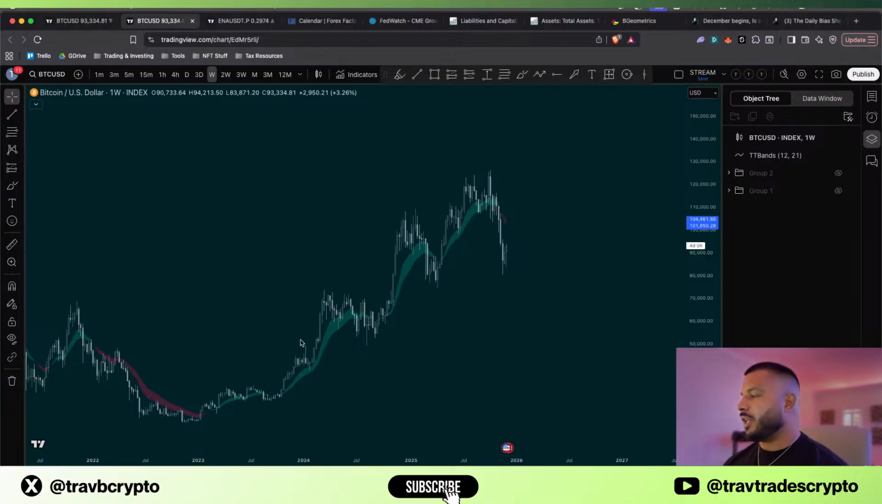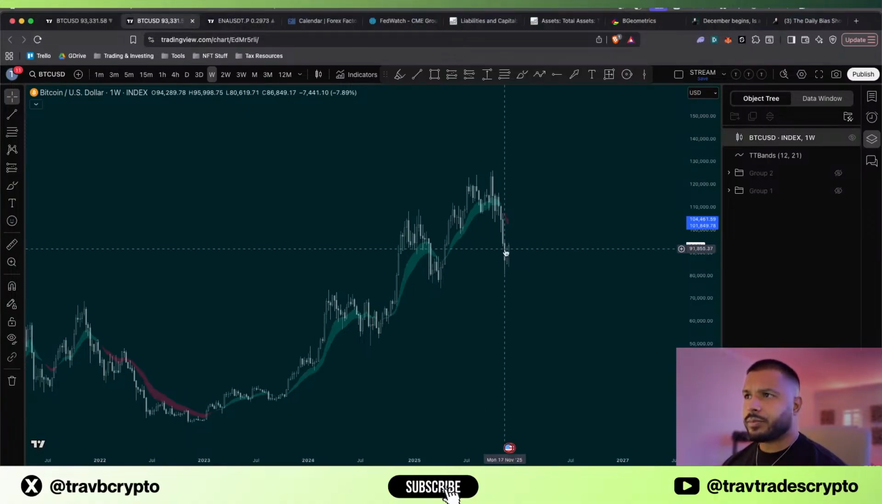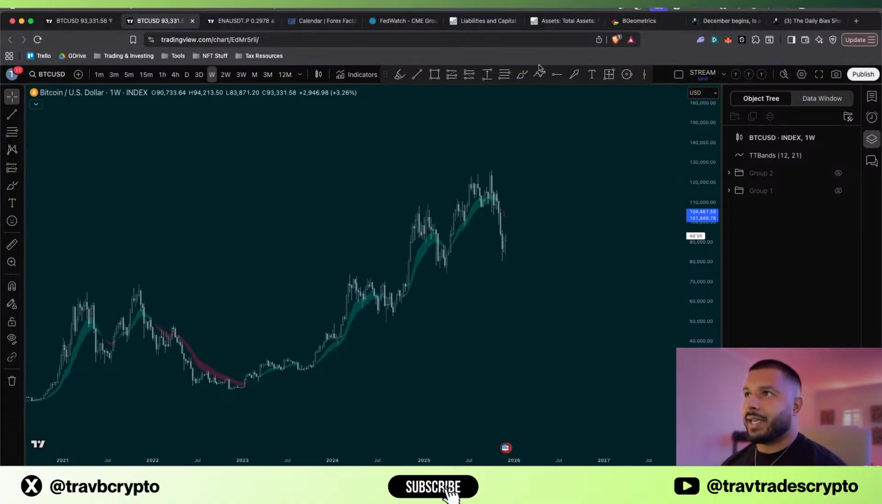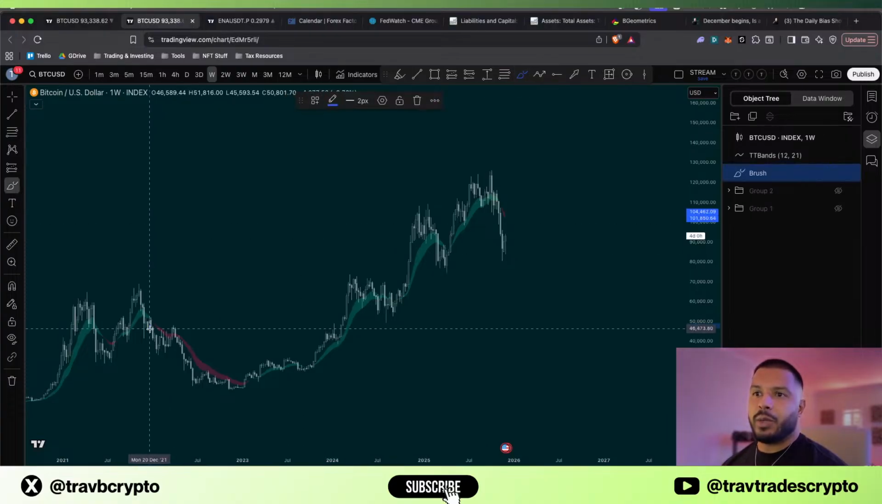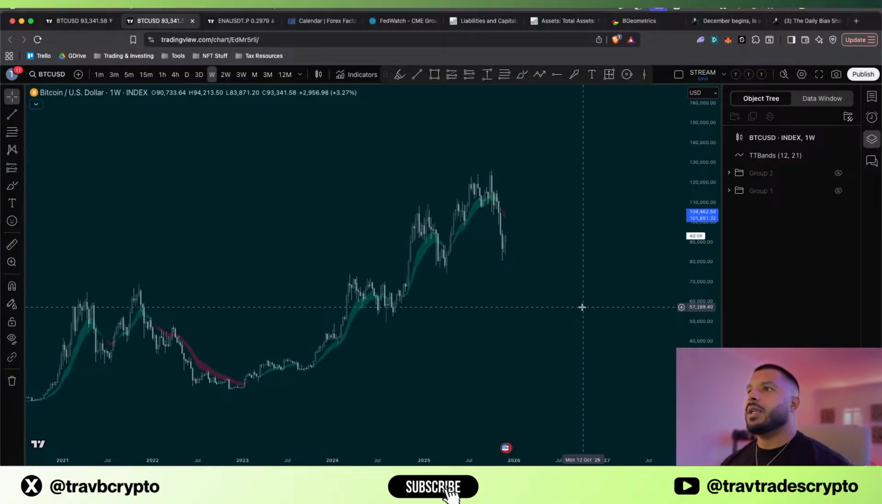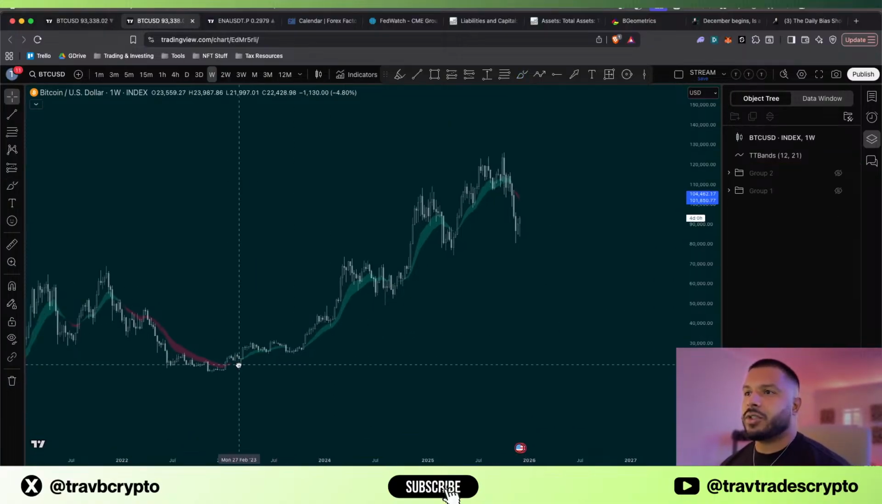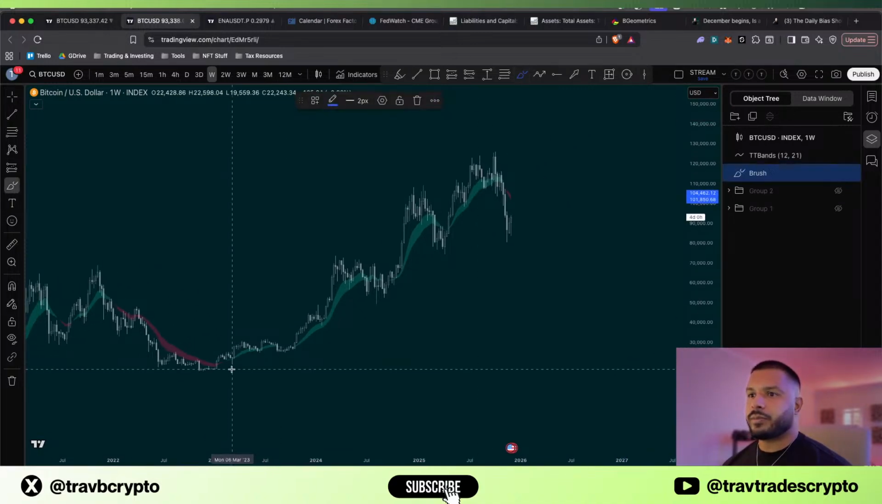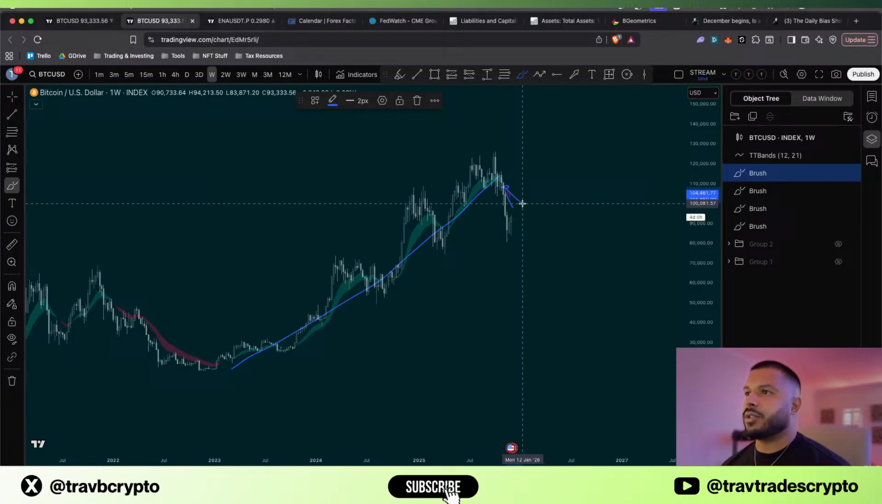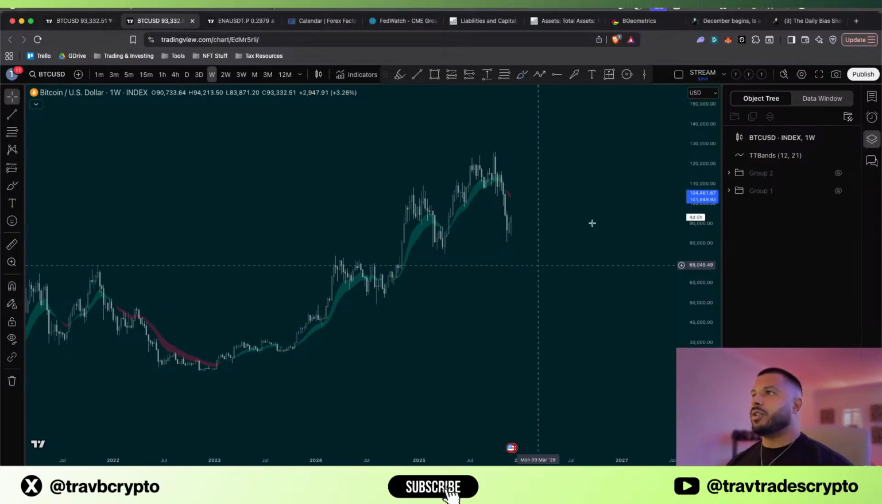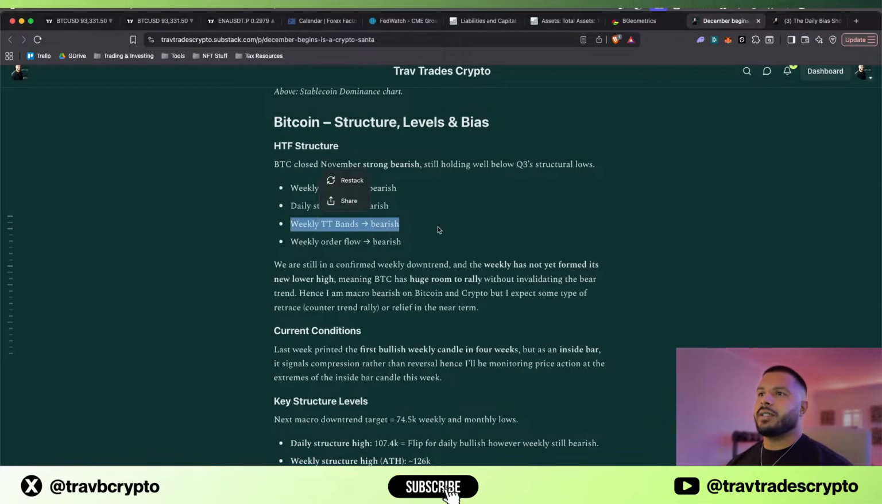And if you just look at the weekly time frame for the bands, you can see that they're very good at confirming when we're in a bear market, right? When the bands turn red, we're in a bear market. When the bands turn green, we're heading into a bull market, okay? Hence, the bands, for the first time throughout this cycle, have now confirmed red, and they're starting to create separation, right? So that was the third signal. Weekly TT bands bearish. Now weekly order flow is bearish.